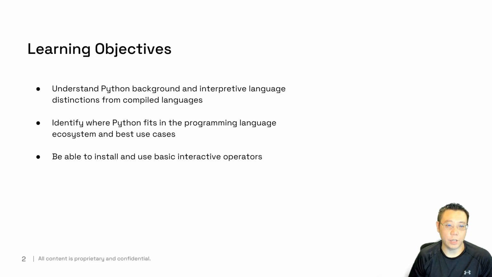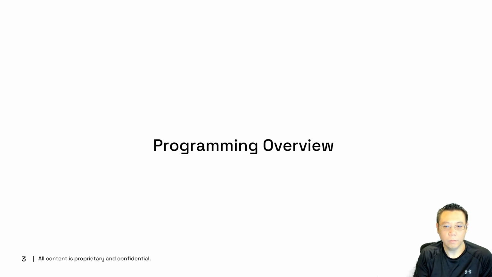Our learning objectives for today include understanding the Python background, the interpreted language distinctions between that and compiled languages such as the C family. We want to identify where Python fits into other programming languages and their ecosystem, as well as the best use cases. We'll also be able to identify and install the basic interactive operators and actually utilize them, such as multiplication, division, assignments, and many others to come. So let's start off with the programming overview.